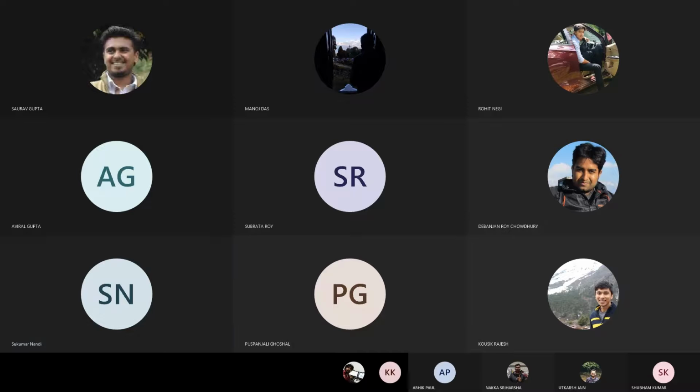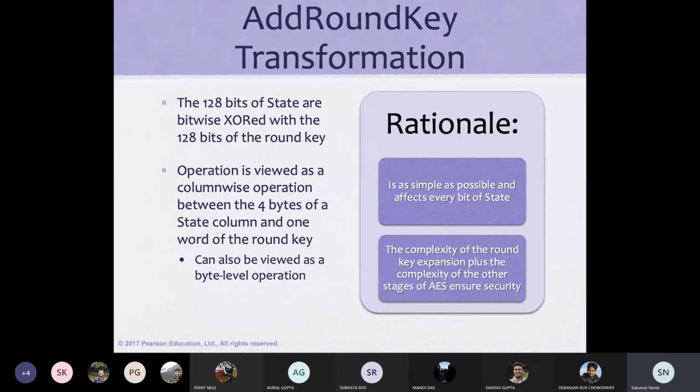So we are talking about AES, Advanced Encryption Standard, and we discussed that there are three possibilities in AES, that is key bit size 128, 192 and 256. And let me recapitulate a little bit.